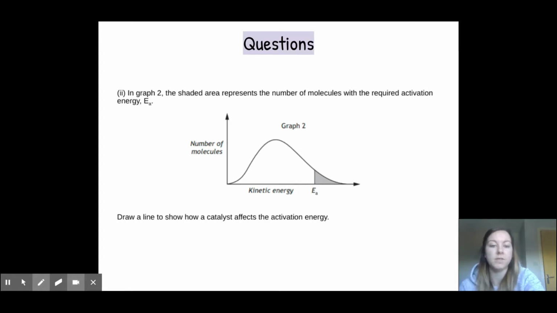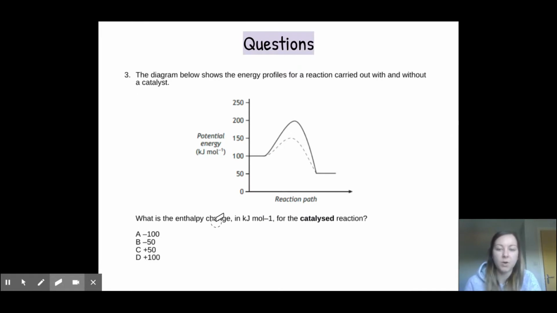So you could draw the activation energy anywhere on the x-axis. I'm going to draw it here. And I would always label it just in case. But anywhere that is to the left of where the activation energy already is will get you the marks for this. Now remember, you can also be asked about how a catalyst will affect the activation energy on a potential energy diagram, but I'll show you what that looks like in a wee second.